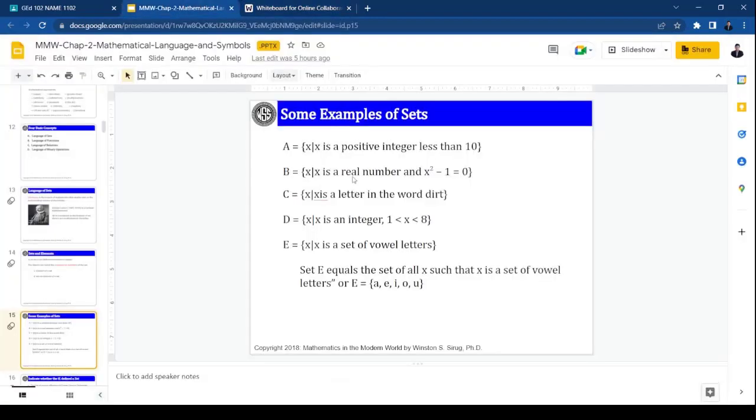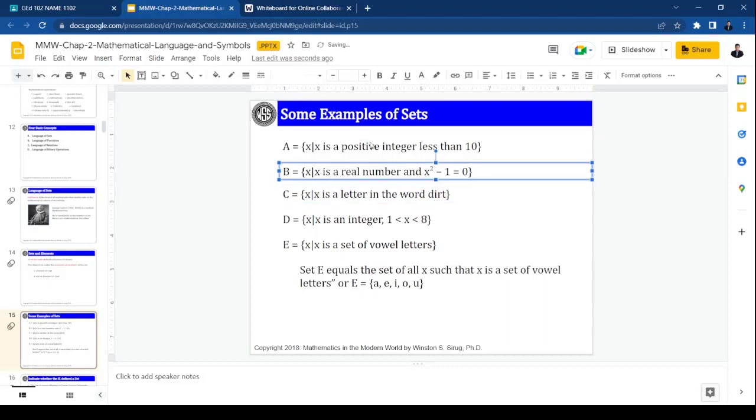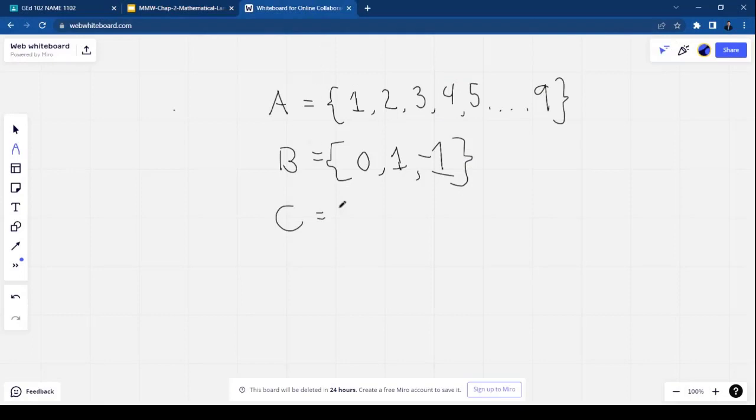So C. Set of X such that X is a letter in the word dirt. Okay, so ano ba yung mga letters na nasa word na dirt? Okay, so C is equals to D, I, R, T. So, yan yung nasa set ng ating C.